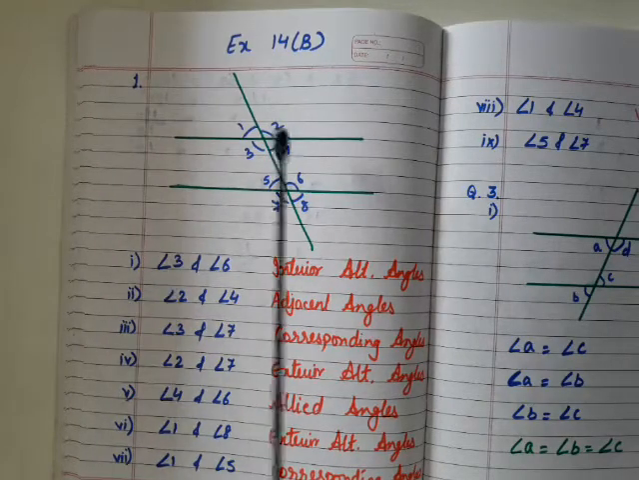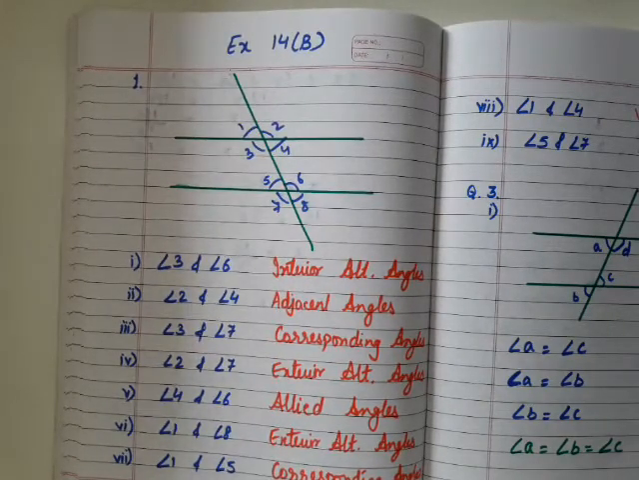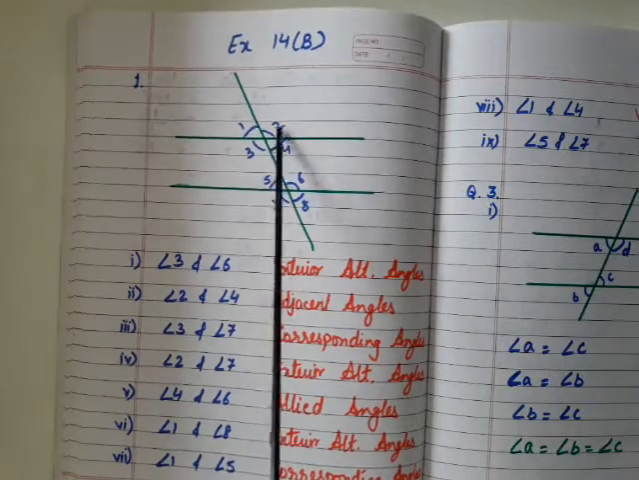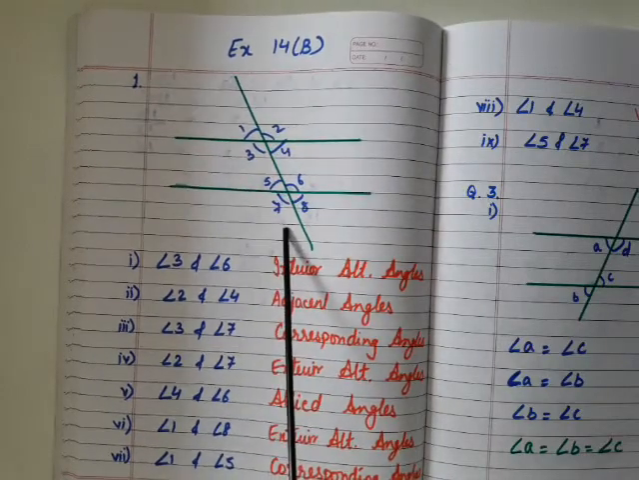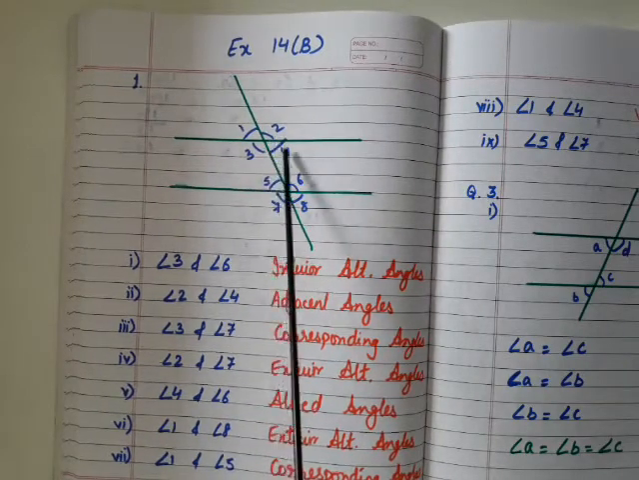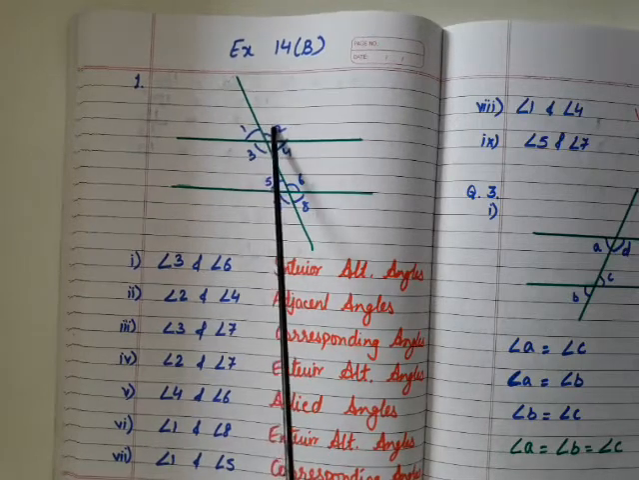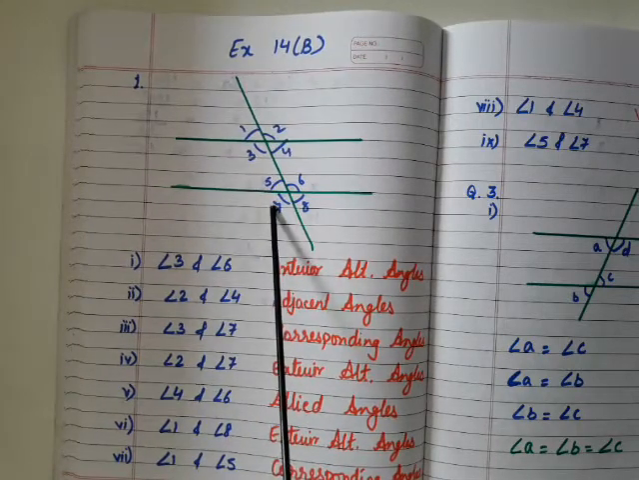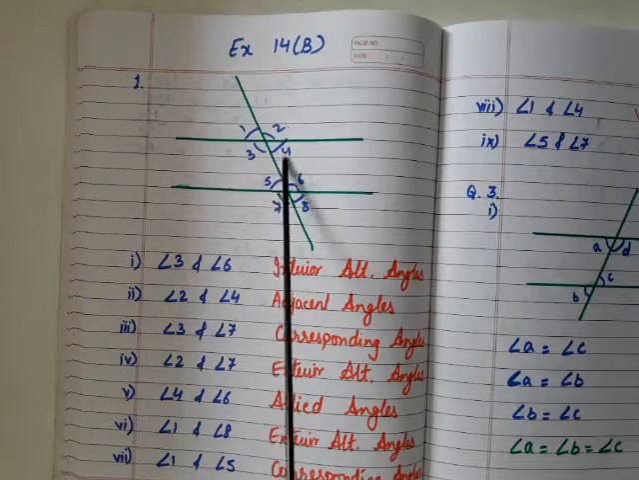Next, 2 and 7. If you see 2 and 7, both of them are exterior angles, and in the alternate position. So the name of that type of angle is exterior alternate angles, 2 and 7. So exterior alternate angles.